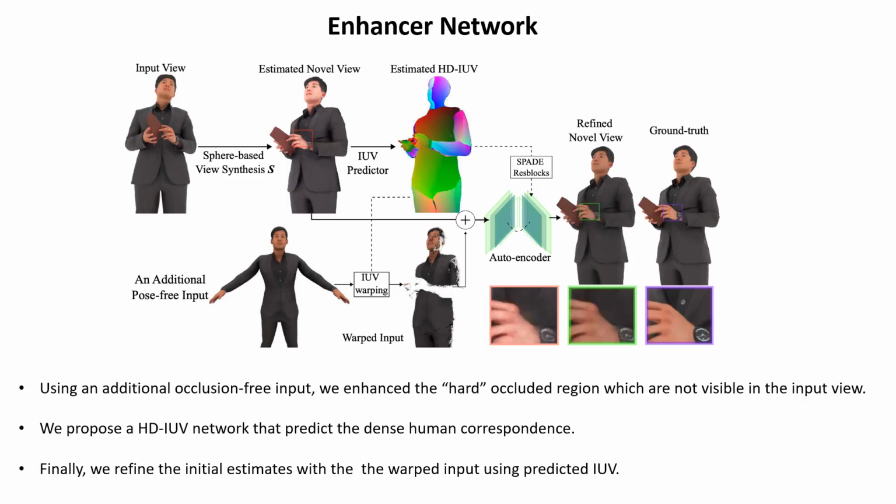However, we found that a single view synthesis network cannot handle hard occluded regions. Therefore, we propose using an additional post-hoc input, such as a selfie photo, which includes unoccluded region of the human. From the initially estimated novel views, we feed it to the IOV predictor. Our proposed HD IOV representation is so versatile in a way that it covers both cloth and hair of the human. We then warp the selfie photo to the novel view and then refine the current estimate to obtain the higher quality output.